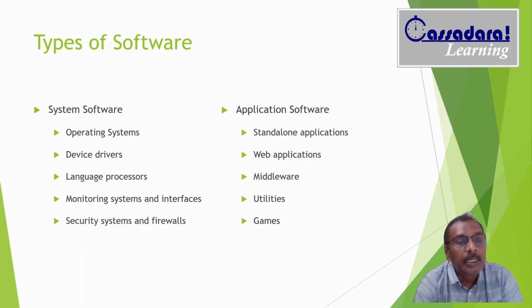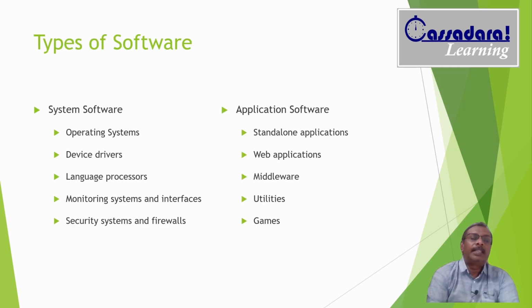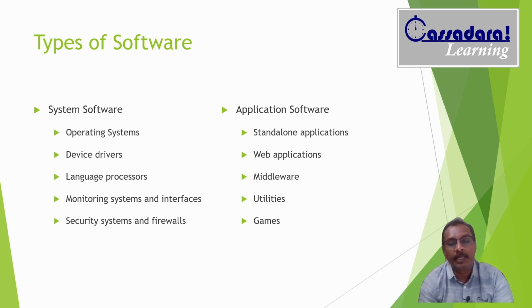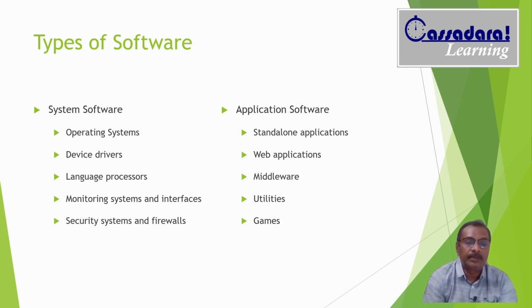All right. Now we'll see what are the types of software that are available. So we can broadly classify the software into two types. One is the system software and another is the application software. So system software, like I said, are operating systems, device drivers, language processors.